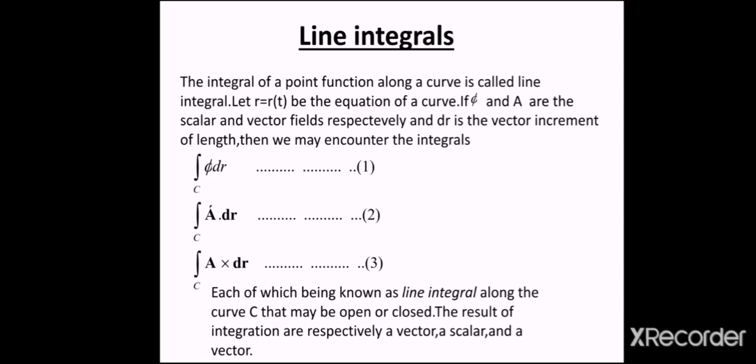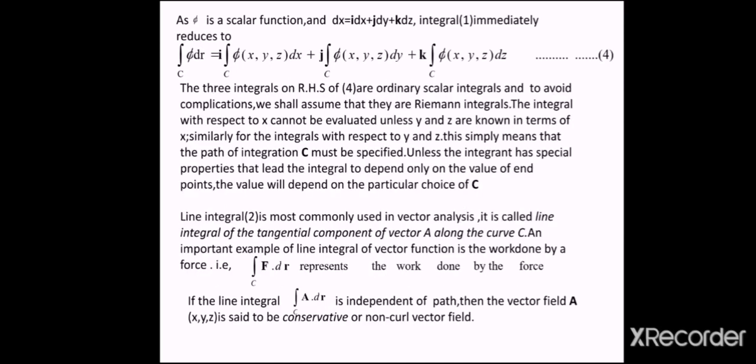Let r equal to r of t be the equation of a curve. If phi and A are the scalar and vector fields respectively and dr is the vector increment of length, then we may encounter the integral along the curve C of phi dr, the integral along the curve C of A dot dr and the integral of A cross dr, each of which is known as a line integral along the curve C that may be open or closed. The results of integration are respectively a vector, a scalar and a vector.